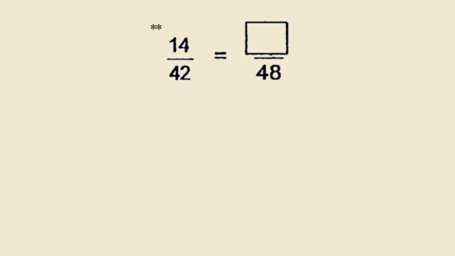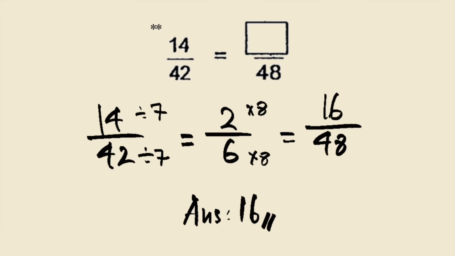Right, so somehow we're going to turn the denominator from 42 to 48. Okay, so let's do that. We'll divide by 7 for the numerator and the denominator, getting us 2/6. And 6 can be turned into 48 quite easily, just multiply by 8. So our numerator here is 16, therefore the answer is 16.